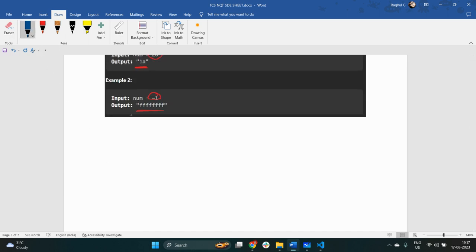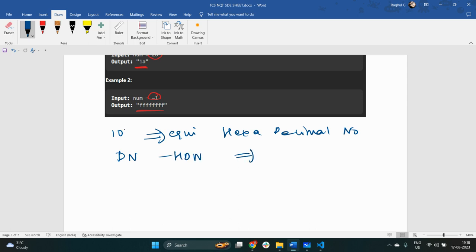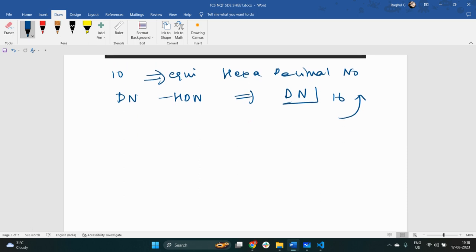So what is the catch about this question? If I give you a decimal number, say 10, it's going to provide me the equivalent hexadecimal number. Am I right? Yes. So how are we going to solve this? You guys know about it. To convert a decimal number to a hexadecimal number, you're supposed to divide the decimal number continuously by 16 and take the remainders in the upward direction. You guys know about it. Am I right? So let's give you an instance.